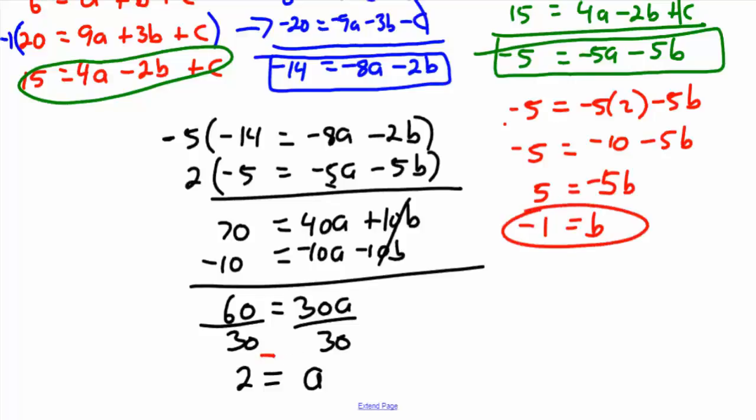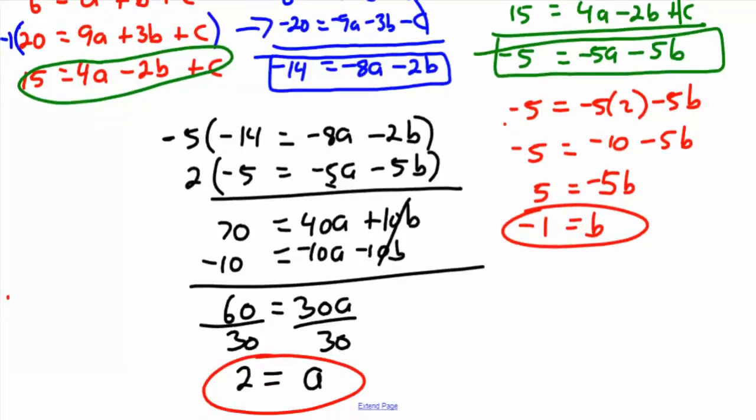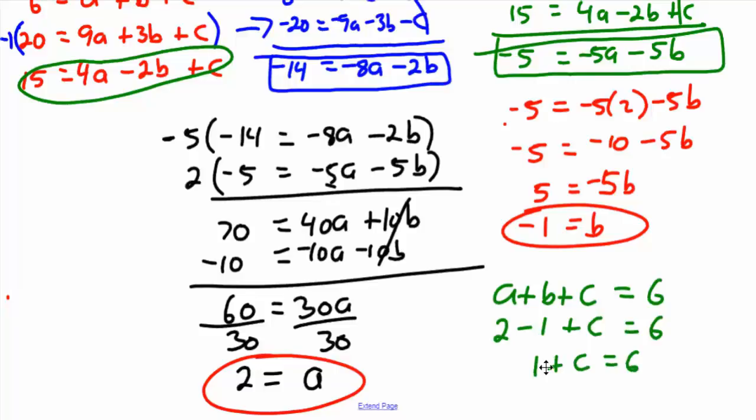So b is negative 1, a is 2, and remember, back to the original, a plus b plus c equaled 6. If you add a, b, and c, you should get 6. So let's go with that. That's an easy one. a plus b plus c equals 6. 2 minus 1 plus c equals 6. 1 plus c equals 6. c equals 5.